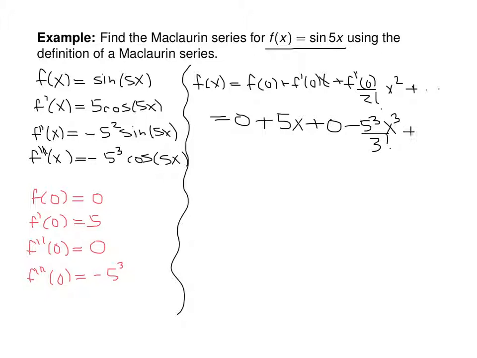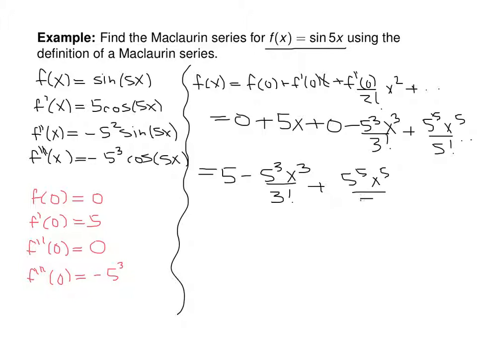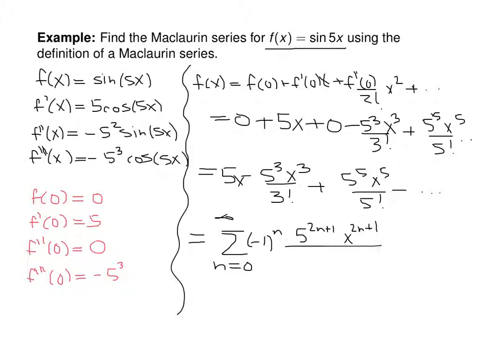And then the next one we'll have will be 5 to the fifth x to the fifth over 5 factorial, etc. So that's 5x minus 5 to the third x to the third over 3 factorial plus 5 to the fifth x to the fifth over 5 factorial, minus, plus, the flip-flop, etc. Written in summation notation form, it's a sum from 0 to infinity, negative 1 to the n, 5 to the 2n plus 1, x to the 2n plus 1, all over 2n plus 1 factorial.